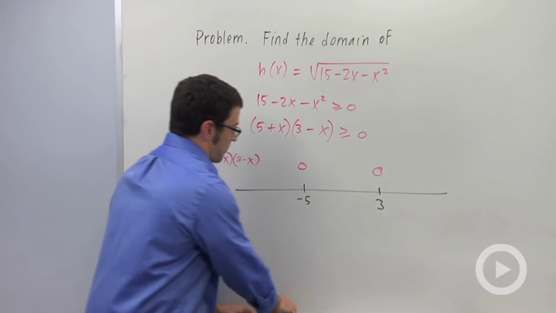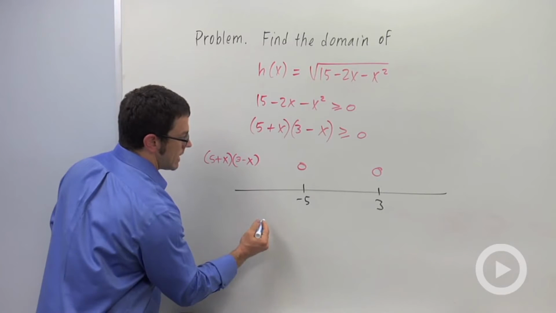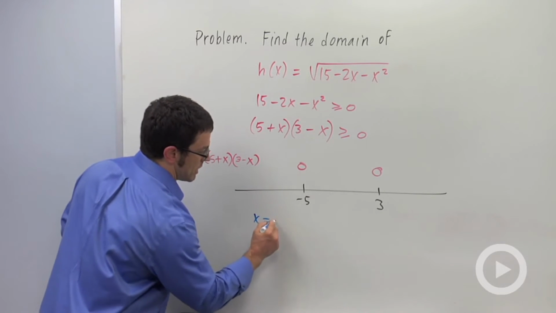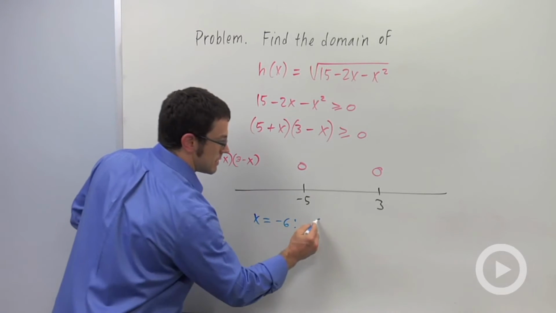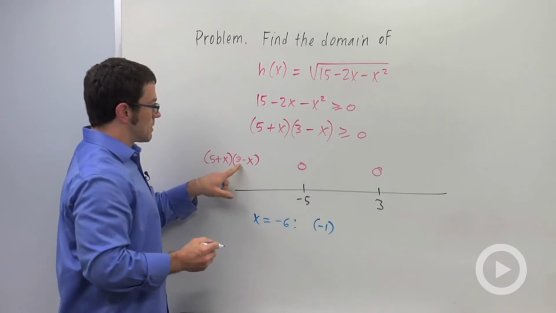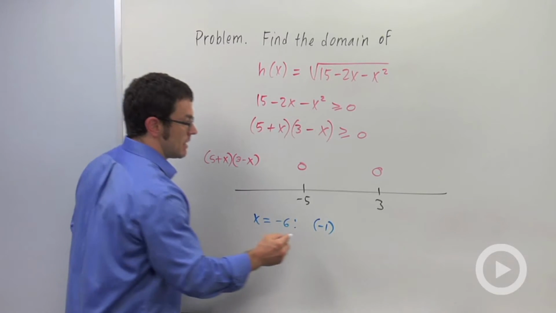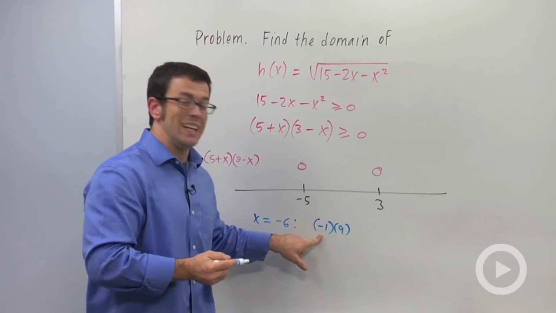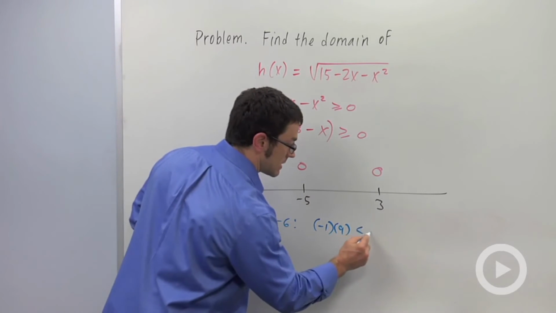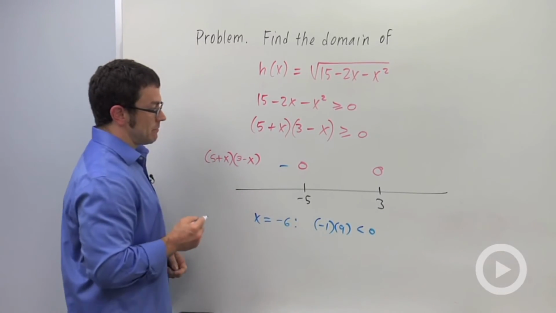Okay, so we test points. Let's test to the left. Let's test x equals negative 6. 5 plus negative 6 is negative 1, times 3 minus negative 6 is 9. We don't really even have to multiply this. We just need to know it's negative, right? Less than 0. So this is going to be negative.